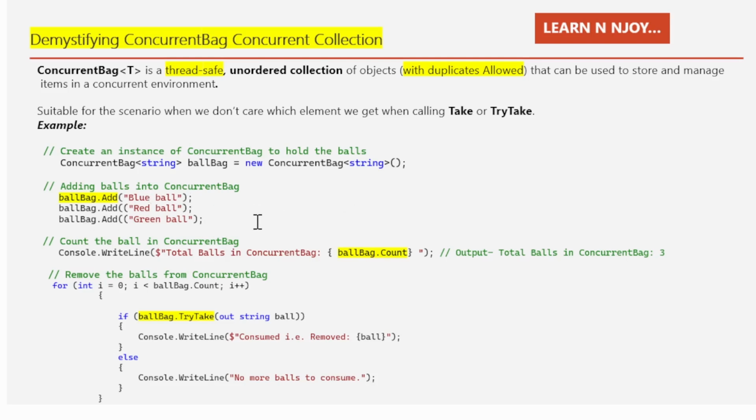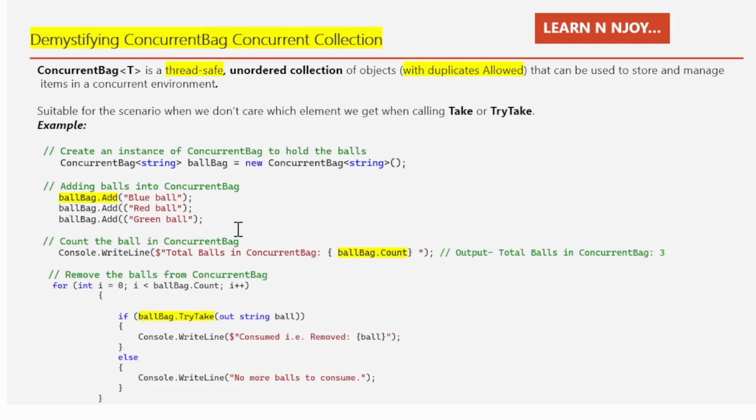Then after adding those items, I want to know how many balls are there in the ConcurrentBag. So how can we know that? We can use the Count property of the ConcurrentBag. That's what I have written over here: ballBag.Count. In this statement, I'm printing the total balls in the ConcurrentBag, whatever the count of balls is, fetched with the help of the Count property of the ConcurrentBag class. So this statement will print the actual number of balls already available in the ConcurrentBag. What would the output be? I have written the output over here: total balls in ConcurrentBag, which is nothing but 3, because I have added 3 balls, blue ball, red ball and green ball, right?